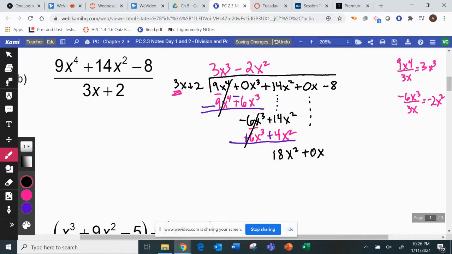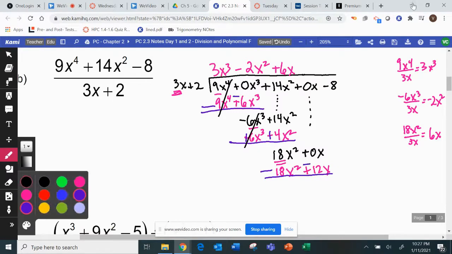And then bring it on back. So we start over again. 3x goes into 18x squared. We get 6x. So I'm going to distribute that 6x to the 3x. So that's 18x squared. Distribute the 6x to the 2. So that's 12x. Draw the line, change the signs, add them together.